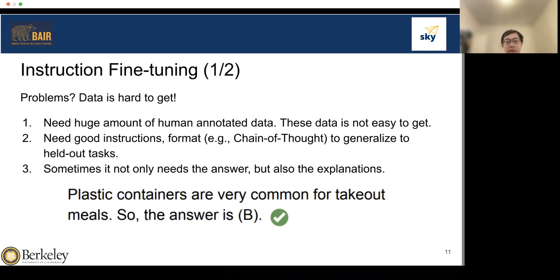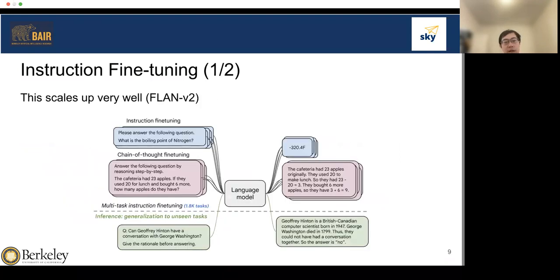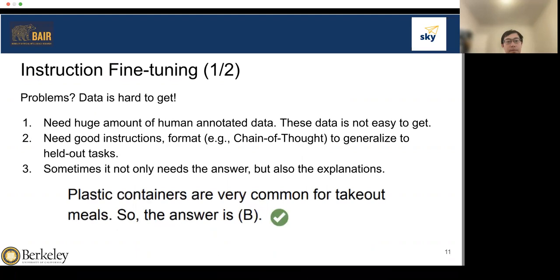You have to have a good format in order to generalize. For example, you may write the instructions like "answer the questions by reasoning step by step," or you have to actually provide a good format. So for example, some of the chain-of-thought in-context examples you provided to the language model actually keep the language model's capability of following this example instructions. But the third one is also pretty important.